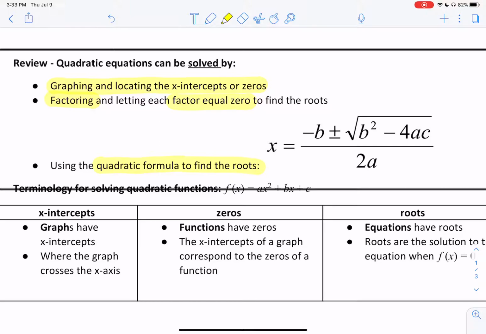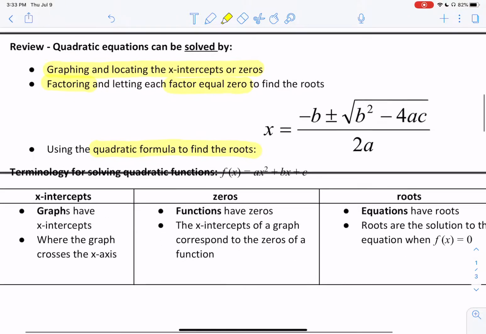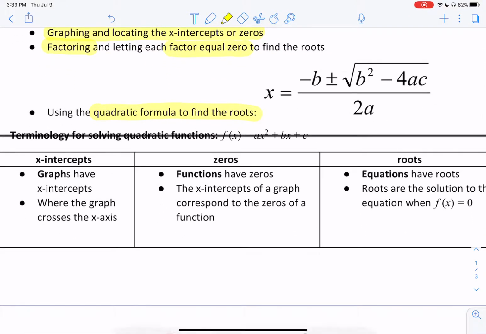So here is the breakdown of the terminology. X-intercepts are on the graph, so where our graph crosses the x-axis, those are x-intercepts. Next are my zeros. Functions have zeros. So if I'm looking at the x-intercepts of a function, those would be my zeros. Finally, my roots are from an equation. So if I have an equation, those would be roots.